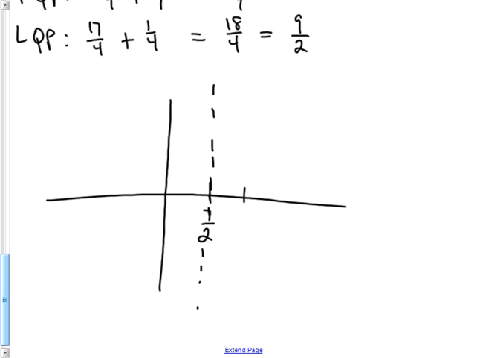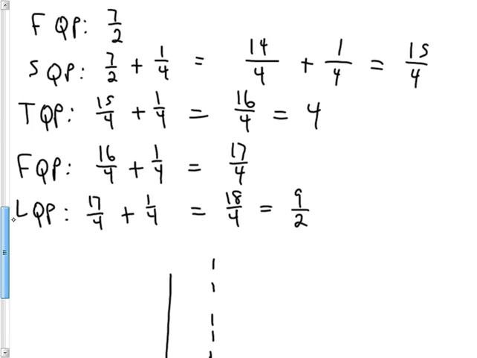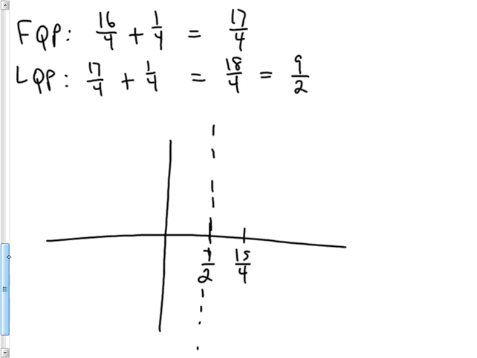So my second quarter point was at 15/4, and then my third quarter point was at 4, or 16/4, which we reduced to 4, and then my next quarter point was at 17/4, and then my last quarter point was at 9/2. And again, that's where my other asymptote is at 9/2.